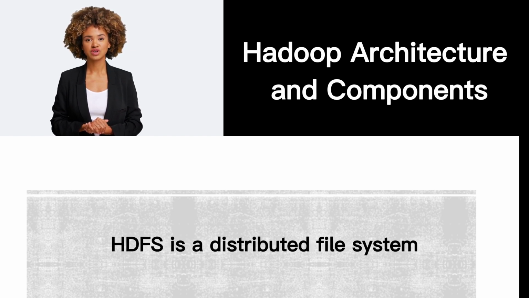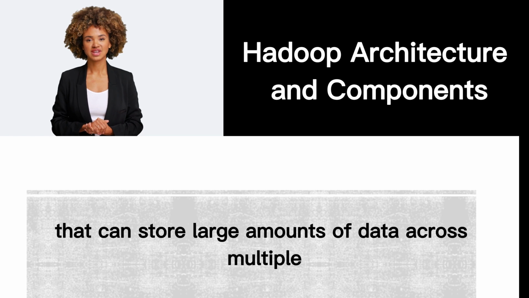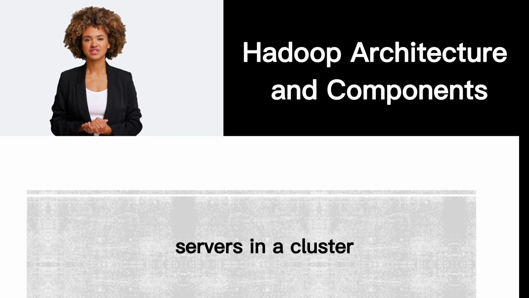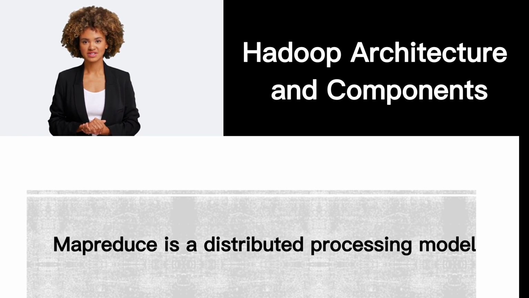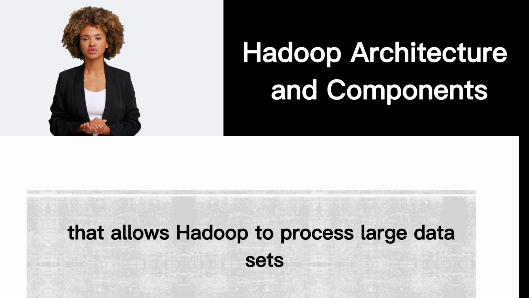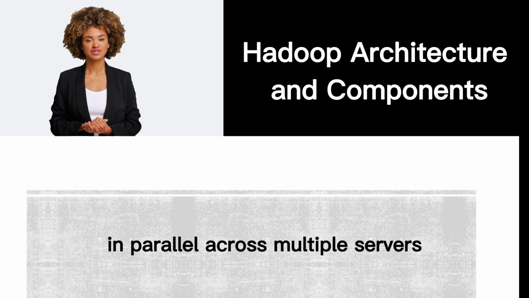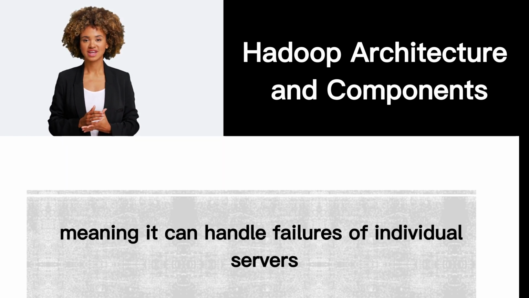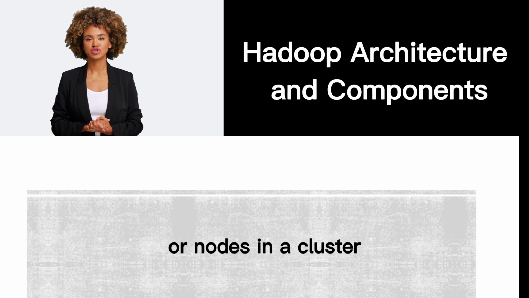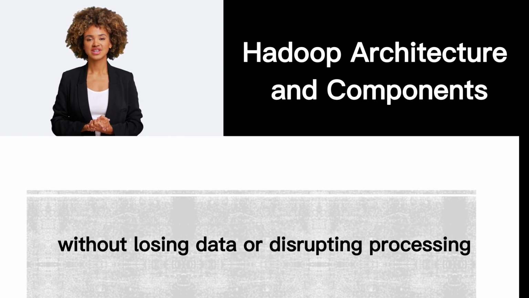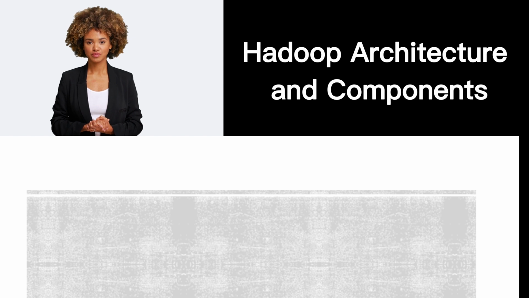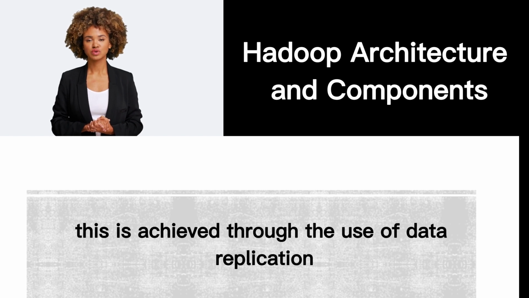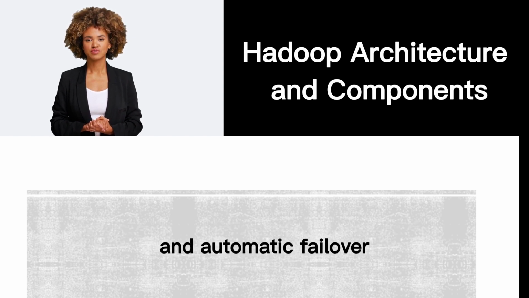HDFS is a distributed file system that can store large amounts of data across multiple servers in a cluster. MapReduce is a distributed processing model that allows Hadoop to process large datasets in parallel across multiple servers. Hadoop is built on the principle of fault tolerance, meaning it can handle failures of individual servers or nodes in a cluster without losing data or disrupting processing. This is achieved through the use of data replication and automatic failover.